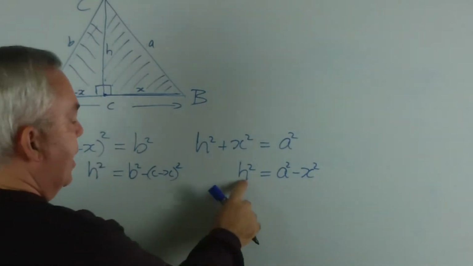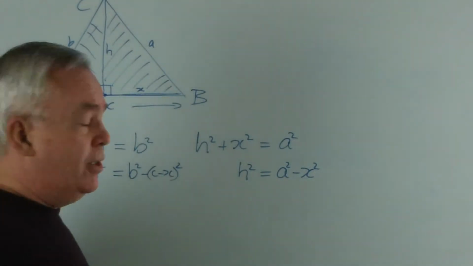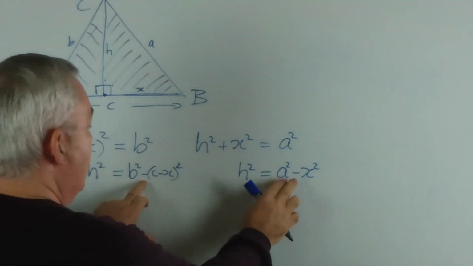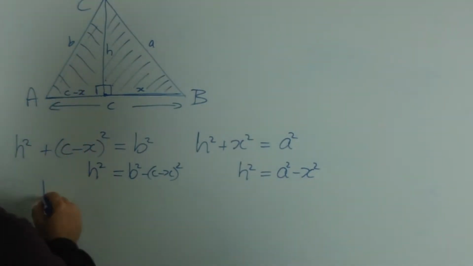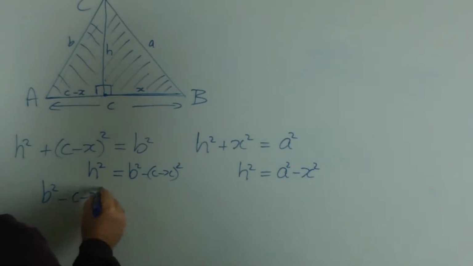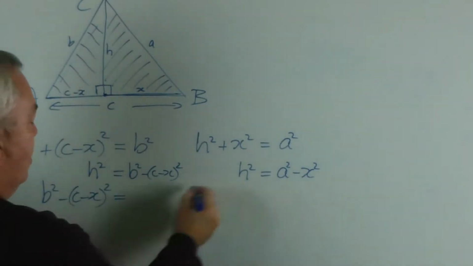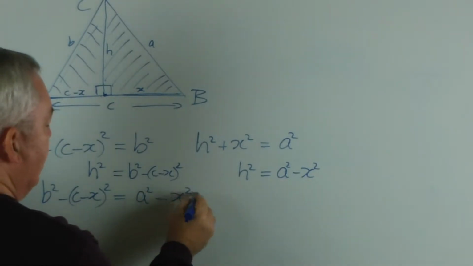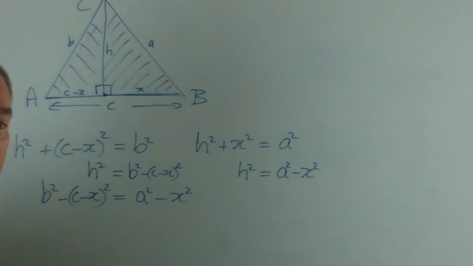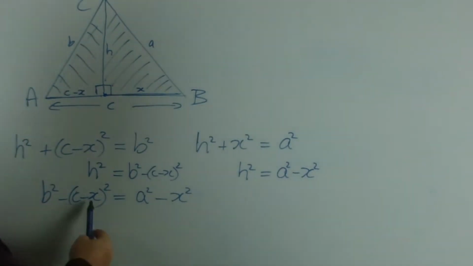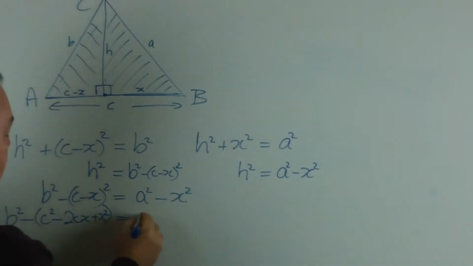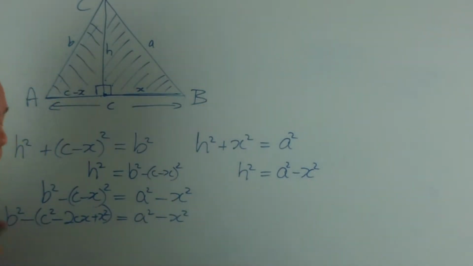Now if h squared equals that and h squared equals that, and we've only got the one h in the diagram, then these must be equal. So b squared minus (c minus x) all squared must equal a squared minus x squared. Now let's expand both sides. Well, we really only have to expand the left. b squared minus, I'll use parentheses, (c squared minus 2cx plus x squared) equals a squared minus x squared.